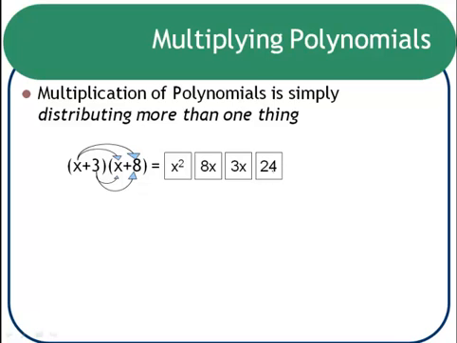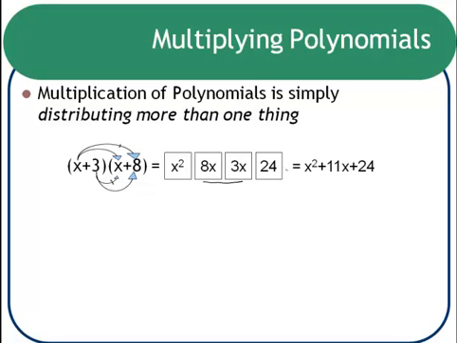Although there's one thing that we tend to do, usually when there are like terms. The x times 8 arrow here gave me 8x, and this arrow also gave me x's. Usually those 2 things are combined, and so our final answer would be x squared plus 11x plus 24.